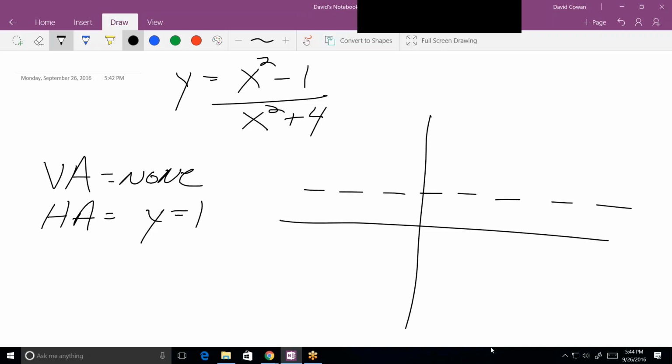Now, let's look at intercepts. In other words, the next thing to do once you've listed or drawn the vertical asymptote and the horizontal asymptote is to look for intercepts. Are there any x-intercepts? In other words, does this function cross the x-axis anywhere? And how do I figure it out? Make y equal to 0. Okay, so solve that.